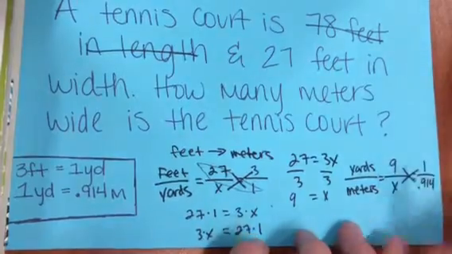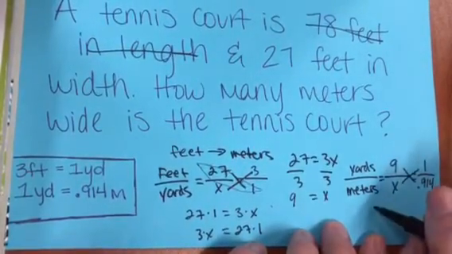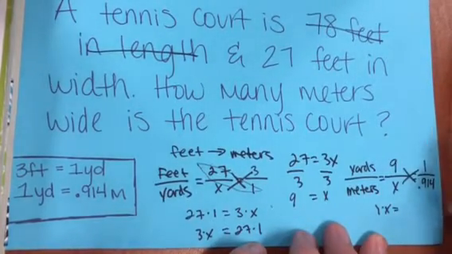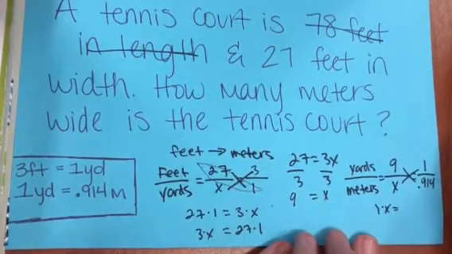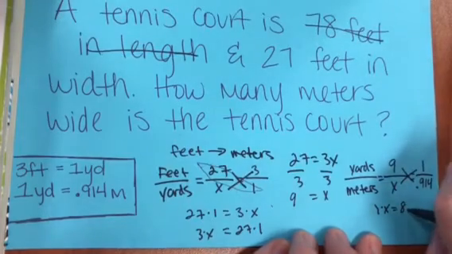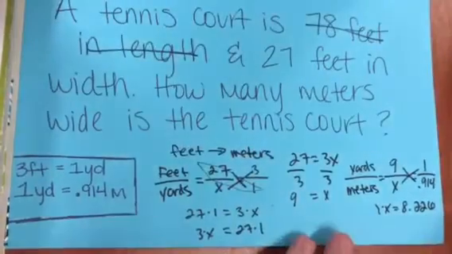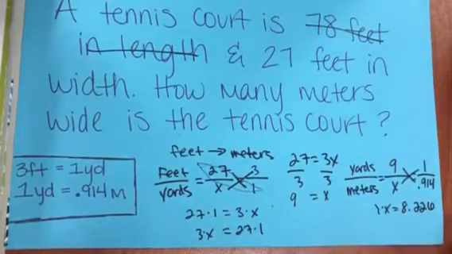Let's do it like Miss Newsom. She likes these on this side. So 1 times x equals, what is 9 times 0.914? Come on, guys, amazing mathematician person. Off the top of my head, 8.226. Check it, am I right? 8.226. I was right. I did it in my head. So we've got 1x equals 8.226.